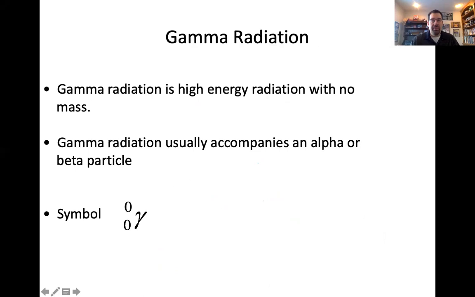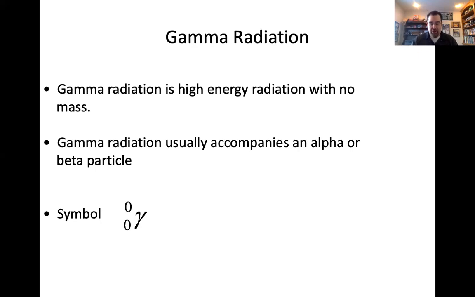The last type of radiation that we want to be familiar with is gamma radiation. Gamma radiation is not a particle at all. It is high energy radiation with no mass. It's a type of electromagnetic wave, basically energy being given off. It usually accompanies some type of particle, either alpha or beta, being given off.